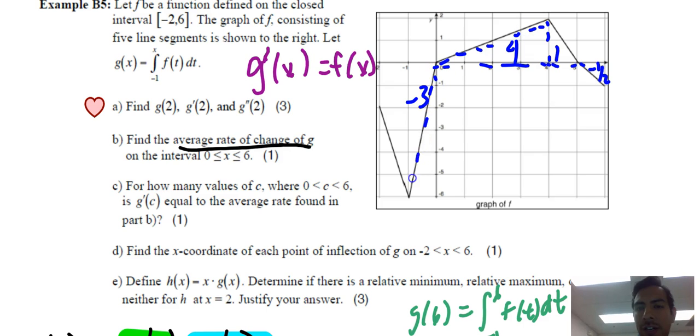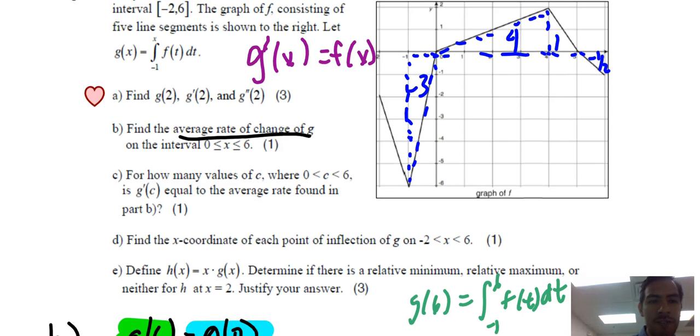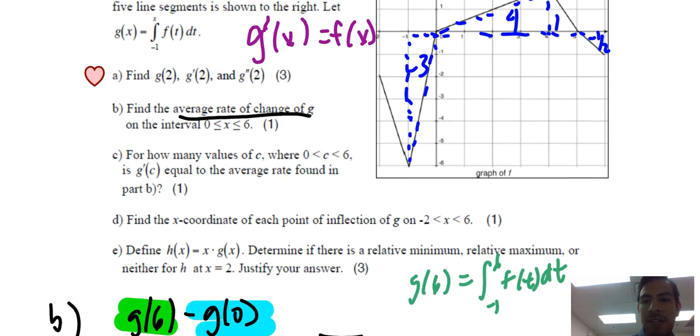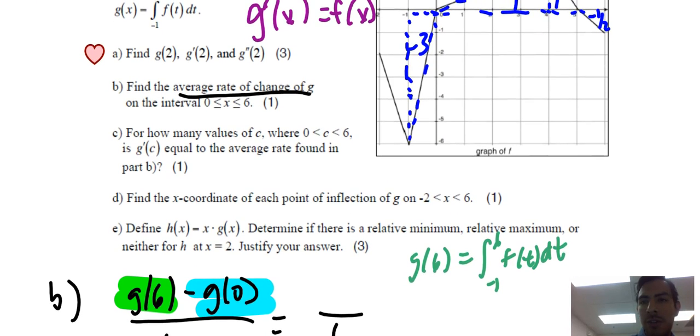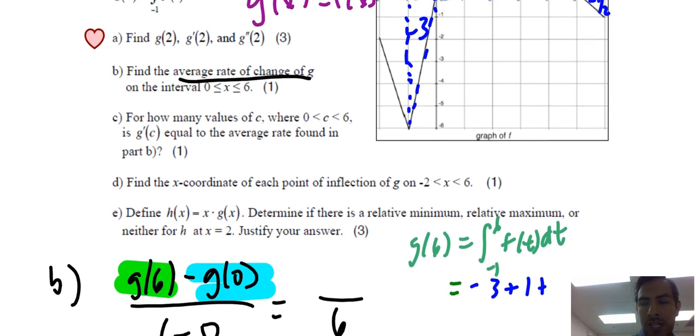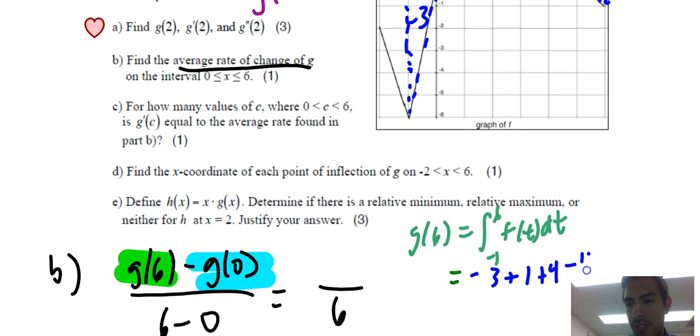And why did I find the area of the dashed region? It's because an integral represents area between the curve and the x-axis. So that means that the accumulated values from -1 to 6 is going to be equal to -3 plus 1 plus 4 and then -1/2. And that gets me, let's see if I can do my math here, to 1.5.